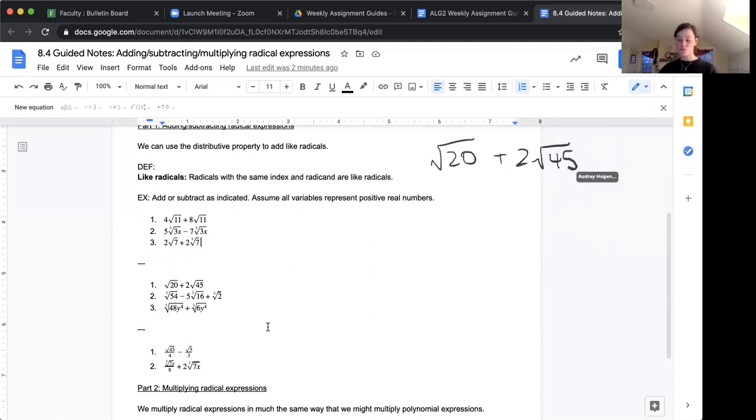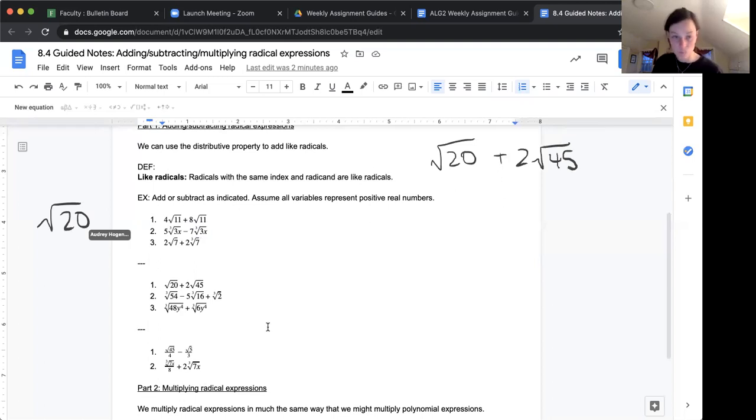So we know that square root of 20 and square root of 45 do not have perfect square roots. And so we want to simplify the square root of 20 and the square root of 45 such that we can maybe perform more addition in this case. So let's start with square root of 20.